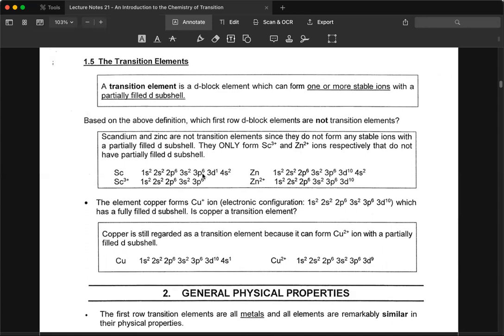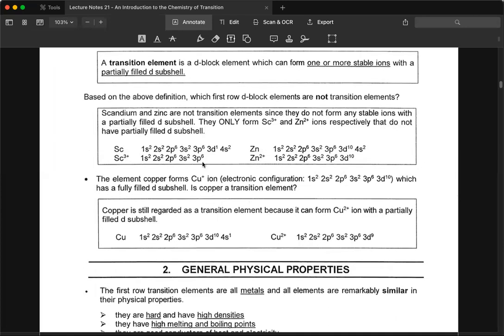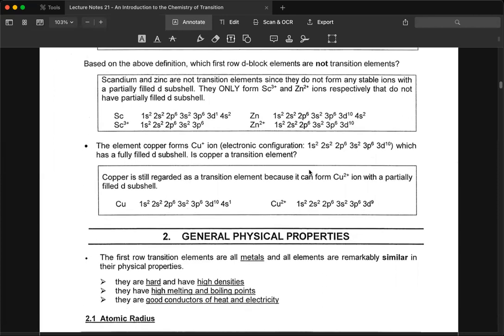All right. For example, scandium, they remove these two, 3p6. Zinc, remove this. So not all the d block elements are considered transition metals based on the definition. The ions of these two actually do not have a partially filled d subshell. One has a fully filled d subshell, one doesn't even have a d subshell after the ions are formed. The element copper forms Cu+, which has a fully filled d subshell. But can copper still be considered? Yes, because other than copper plus, copper can also form copper 2 plus with a partially filled d subshell.